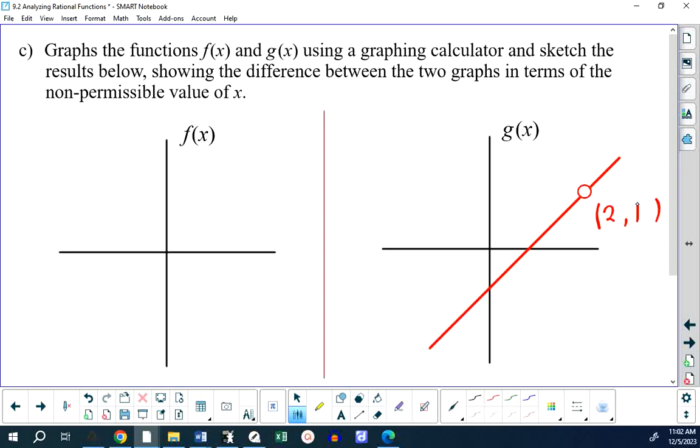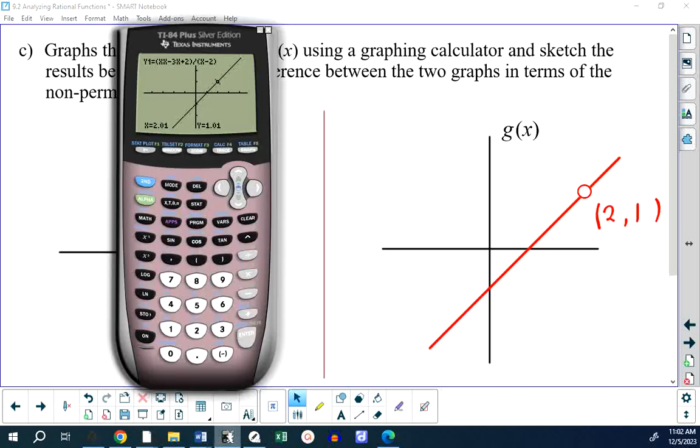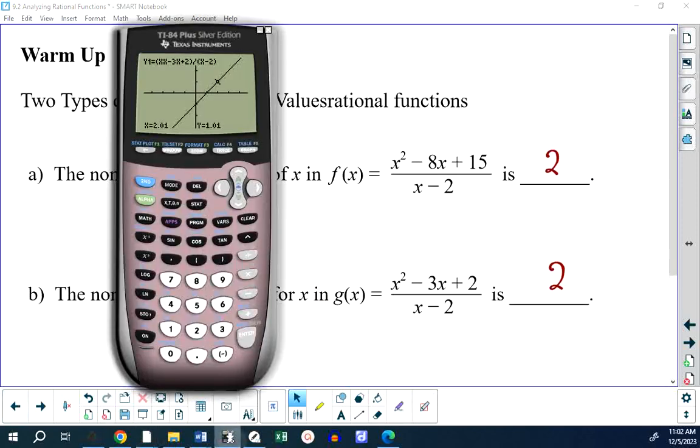Now, what about the other function? I'm starting off with the one with the point of discontinuity, even though it's new, because it's easier to graph. Okay? It's easier for you to draw. This next one is not quite, it's a little messy. So this time what we have is x squared minus 8x plus 15 divided by x minus 2. Now there is still a non-permissible value of 2. The graph cannot exist at x equals 2.